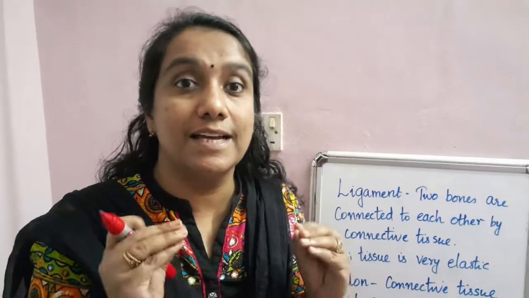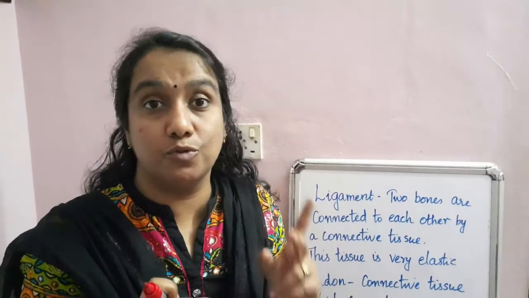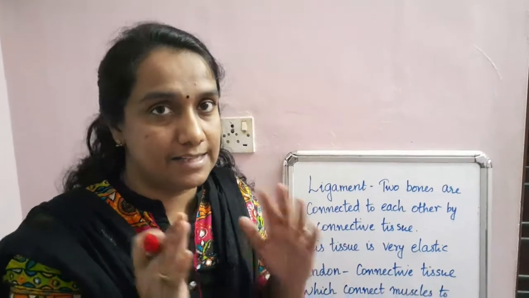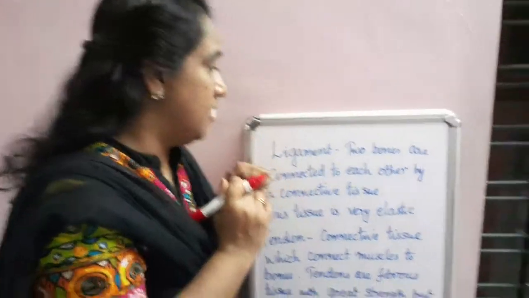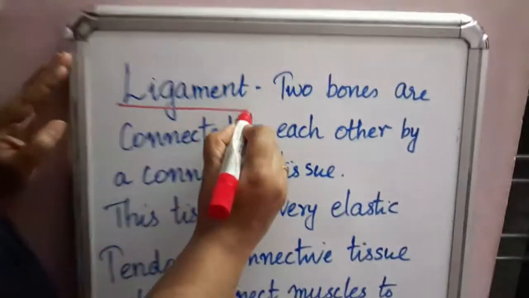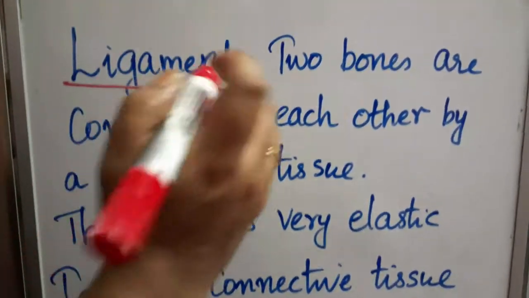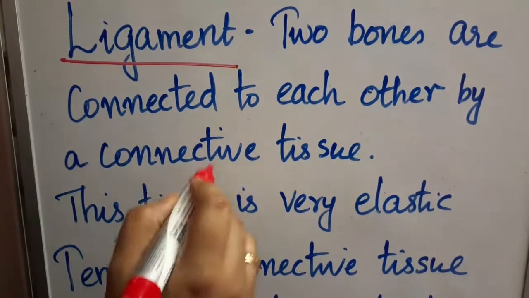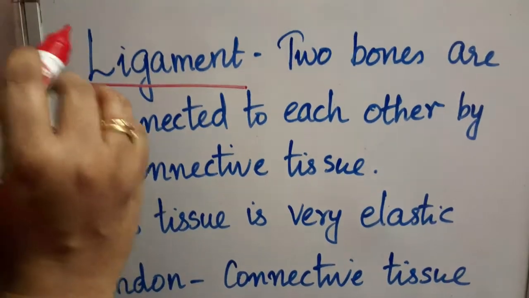Then what is tendon? Tendon, the muscles. The muscles are connected to bones by another type of connective tissue that is known as the tendon. Okay. This usually will be asked as a 2 marks question. What is the difference between ligament and tendon? Let's see what its characteristics are. So ligament, it is the connection. Two bones are connected to each other by a connective tissue, that is known as ligament.